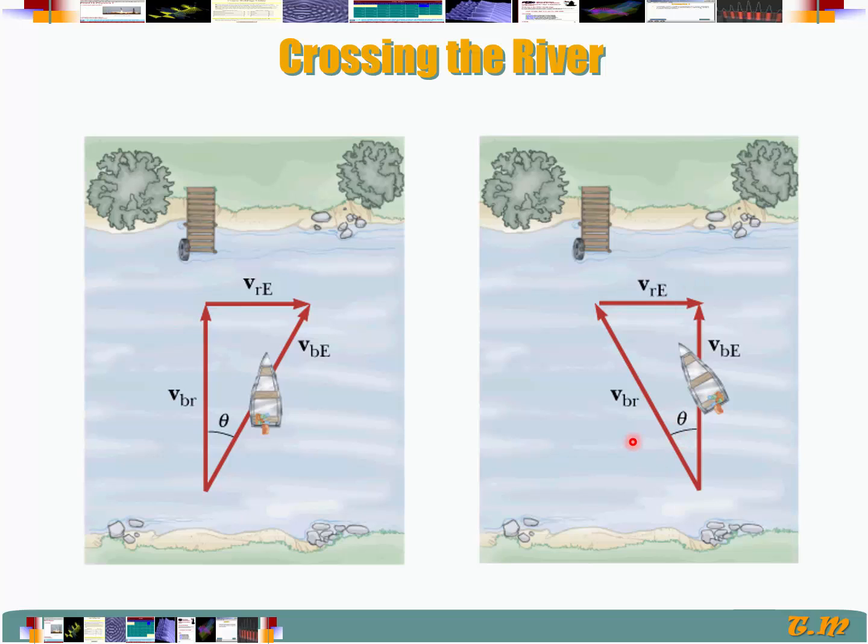So velocity of boat relative to the river is going to be equal to the velocity of the boat relative to the earth plus the velocity of the earth relative to the river, which is the negative of this.